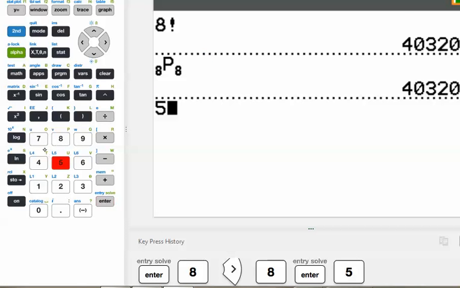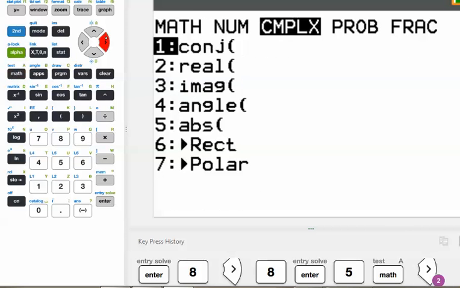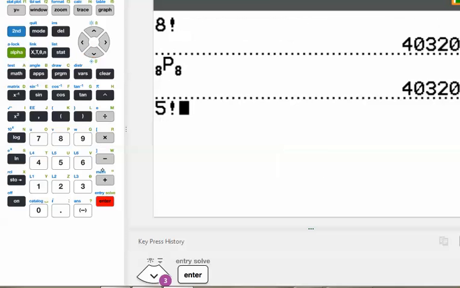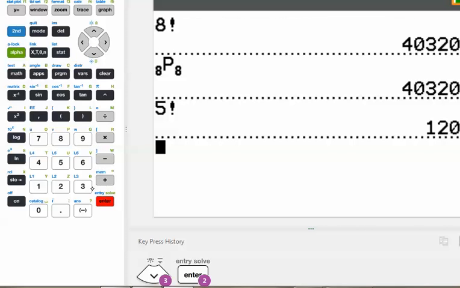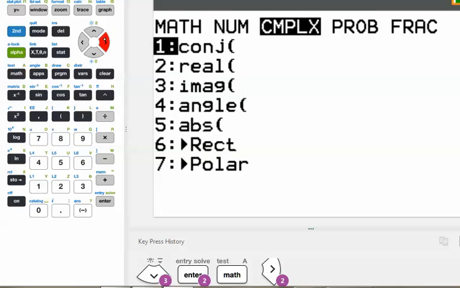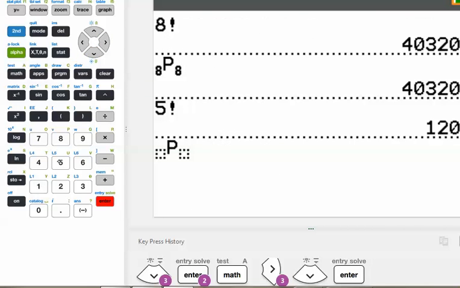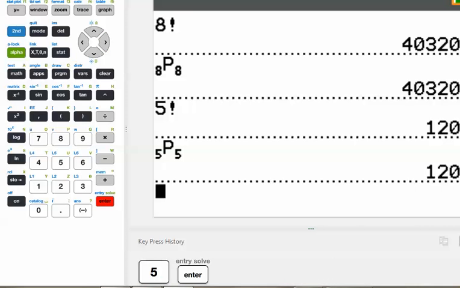Again, I'm going to put the 5 in first. I forgot to do that last time. Go over to probability, go down to factorial, press enter. 120. I could also do this. Go to probability, go down to nPr, and just press the 5. Cursor over. Press the 5 again. Same thing.